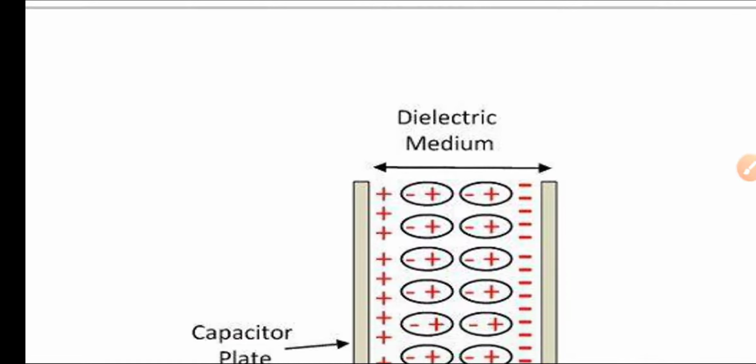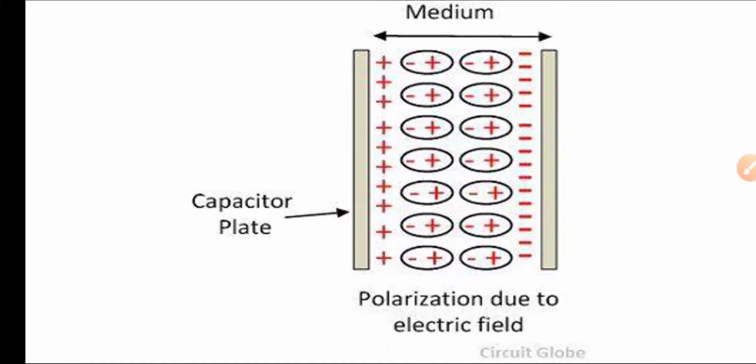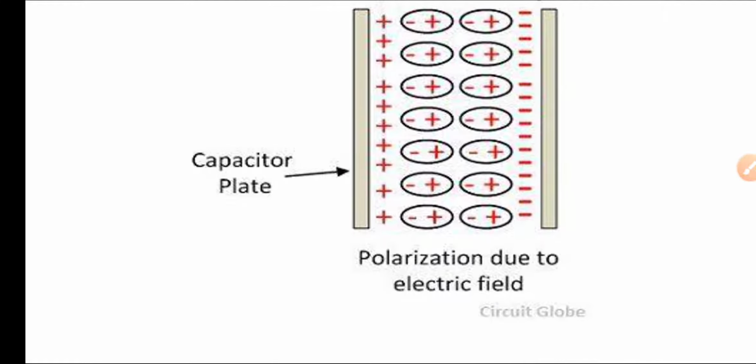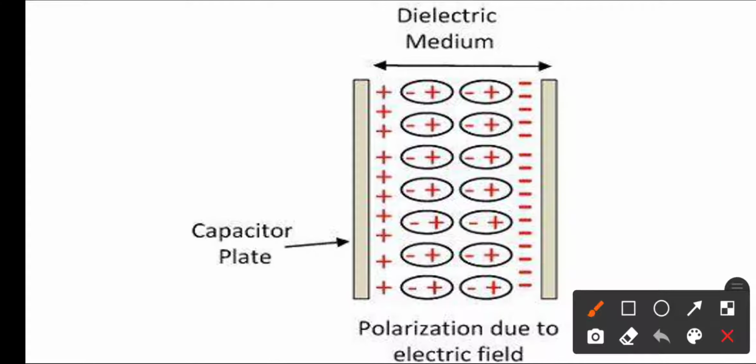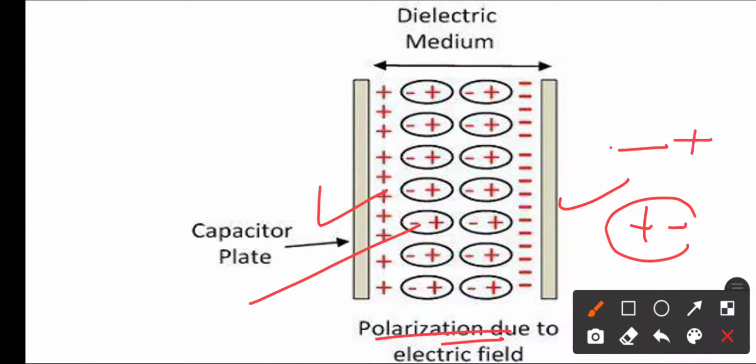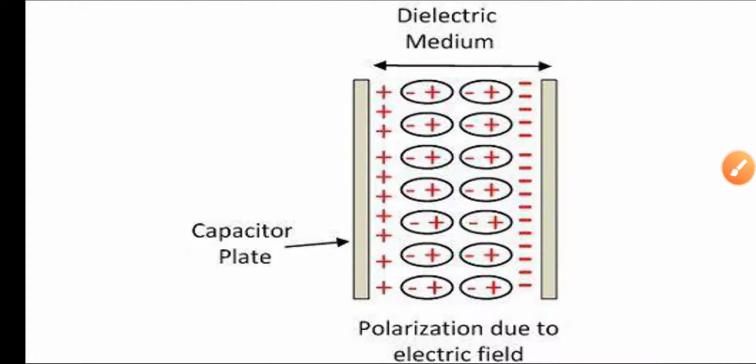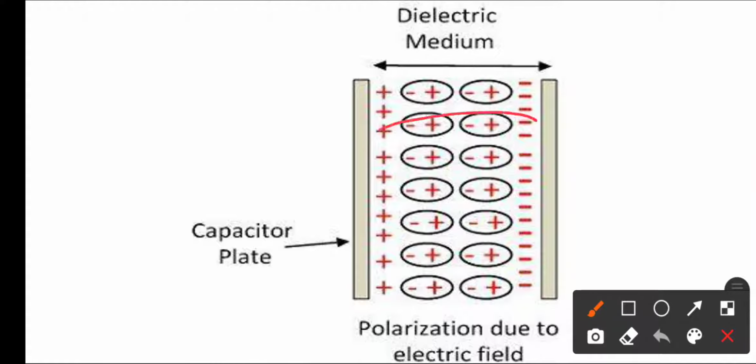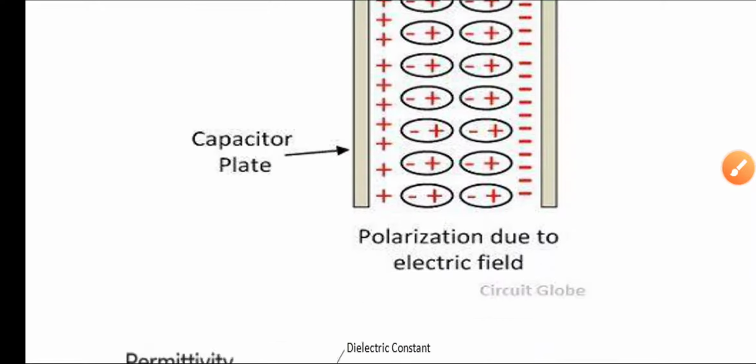Okay guys, you can see the dielectric material and the capacitor plate here, and polarization due to the electric field. This is a polarization, plus minus. There is a formation of a dipole here, you can see clearly guys. This is a dielectric medium, a complete dielectric medium between the two plates of the capacitor.